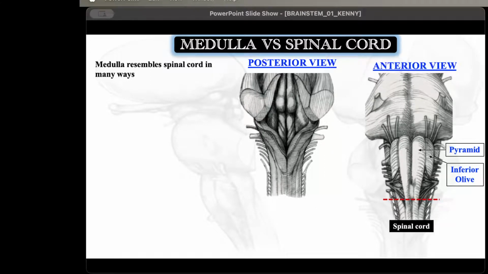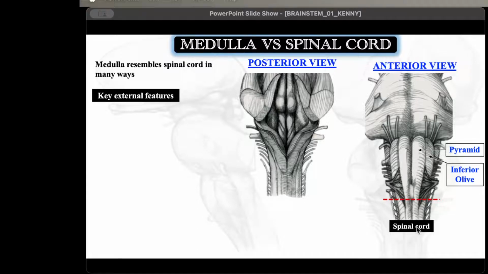So now, the spinal cord resembles the medulla in a number of ways. These two structures are sometimes difficult to differentiate. But we have a few features that will help us to differentiate between medulla and spinal cord. Number one, the most key external features are the pyramid, and number two, the inferior olivary nucleus.